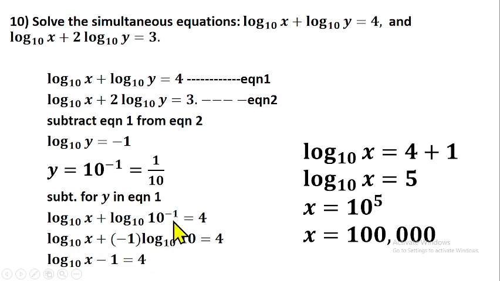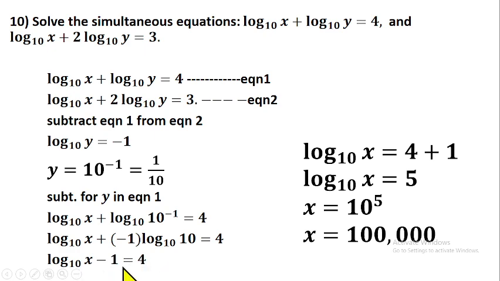If you don't understand that this minus 1 comes here, you become this, then you have log 10 base 10. I hope you understand this now. So this one will give us 1. 1 times minus 1 will give us a minus 1 here. So you're having log x base 10 minus 1 equals 4.